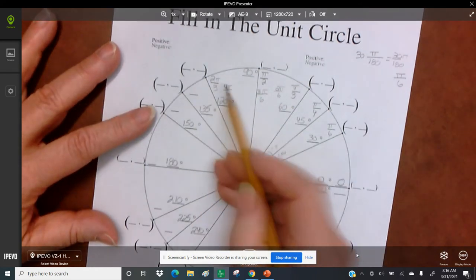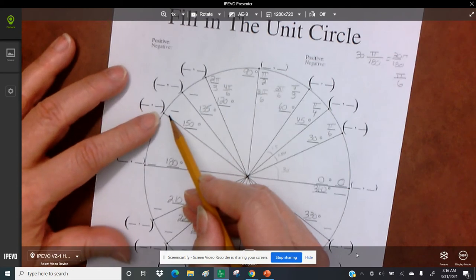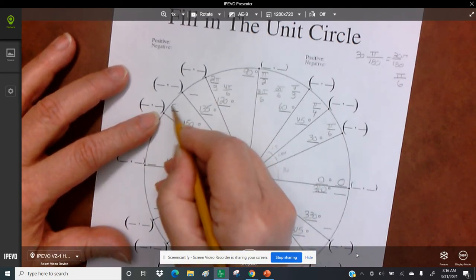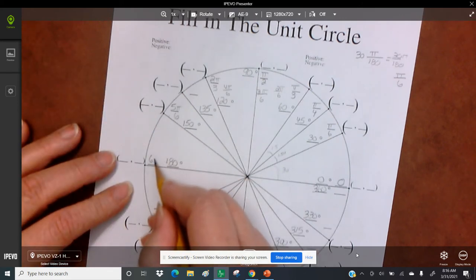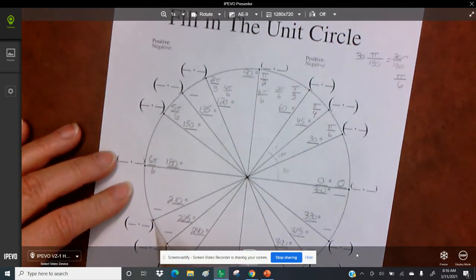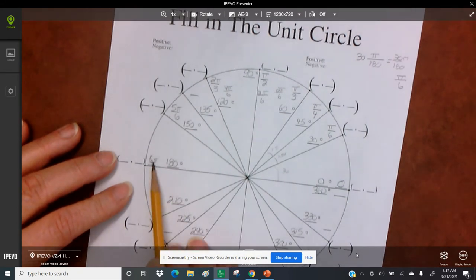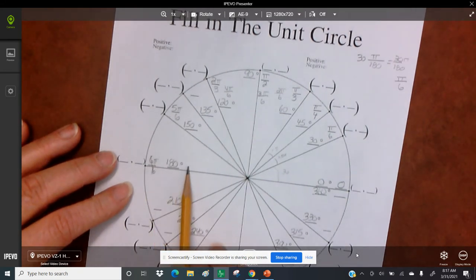I'm going to skip this one. I'm going to jump 30 degrees so I can continue my pattern. This one here would be 5 pi over 6. This one here would be 6 pi over 6. But those 6's cancel out, and that's just pi, which is good because we know that our conversion factor is that 180 degrees and pi radians are the same thing.